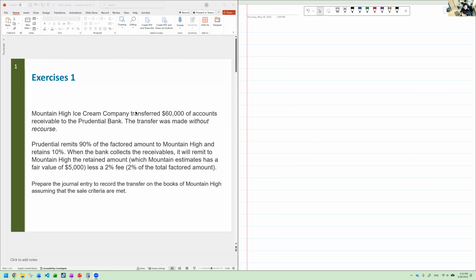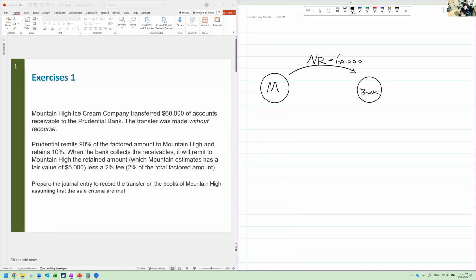Let's start with the first question. Mountain High Ice Cream Company transferred $60,000 of accounts receivable to a bank. The transfer was made without recourse. There are two players here: Mountain, which is selling its accounts receivable of $60,000 to a bank.